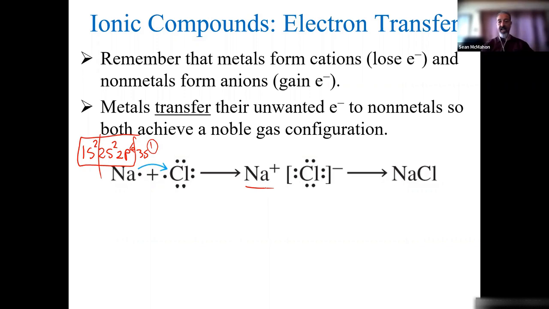But when it loses a negative, it becomes positive, right? Chlorine is 1s2, 2s2, 2p6, 3s2, 3p5. If it gains 1, it becomes, oh, actually, my bad. Yeah, no, that's right. It becomes like argon. So when it gains this 1 negative charge, it becomes negatively charged. It's a 1-to-1 ratio.